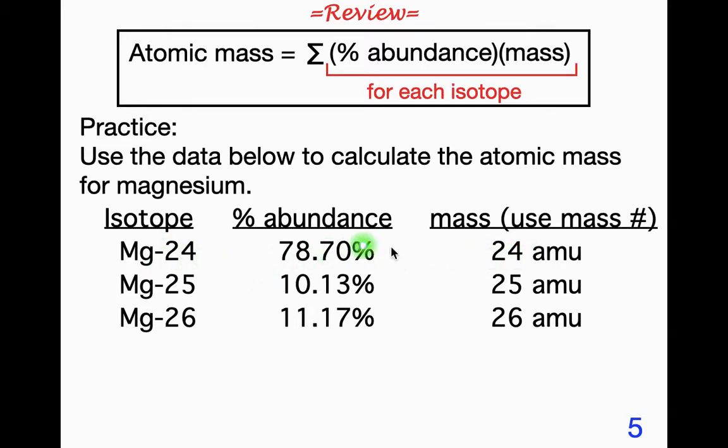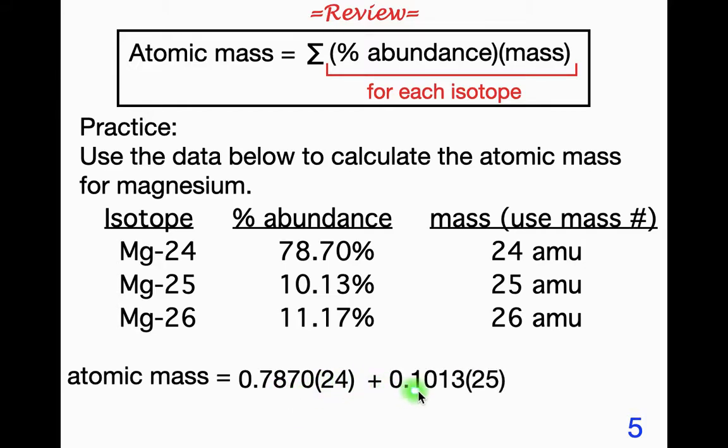When we do this, we're going to be using the mass number to represent the mass of the isotope. Magnesium-24 has 12 protons and 12 neutrons. 25 has 12 protons, 13 neutrons. 26 has 12 protons, 14 neutrons. So we can just use the mass number for the mass. When we do this calculation, remember, we need to convert the percent into a decimal. So it'd be 0.7870 times 24 plus 0.1013 times 25 plus 0.1117 times 26.